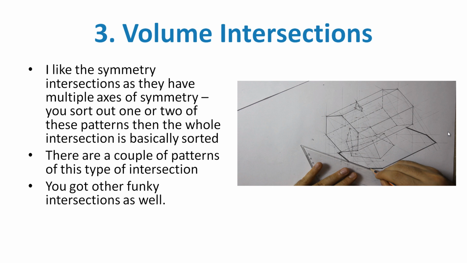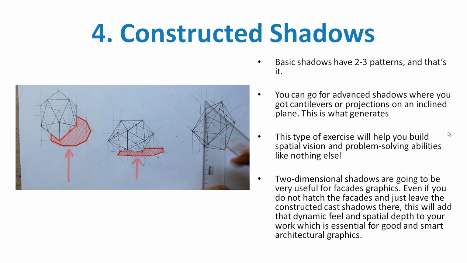It's obviously both volumes have axes of symmetry, and they're kind of easy to sort out. Then you've got the funky and weird intersections, which just melt your brain when you see them, okay, but they develop spatial vision like nothing else.